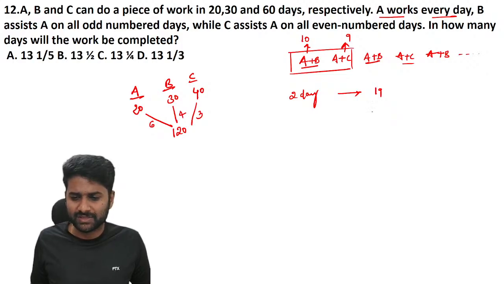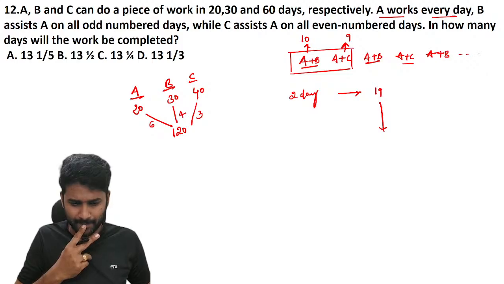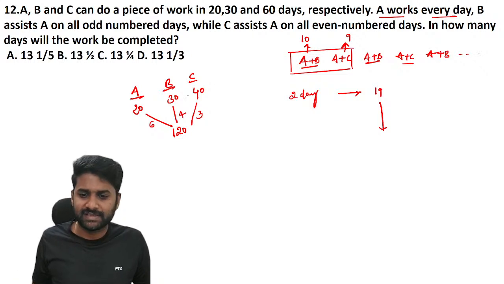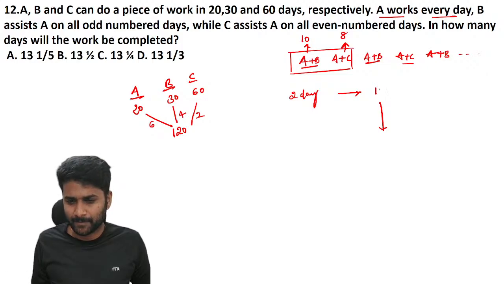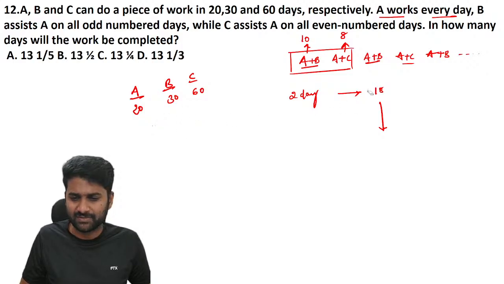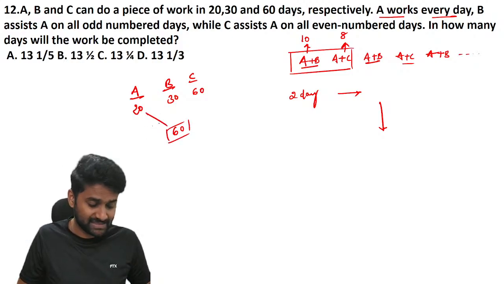Now go through the simplification. Sorry, C takes 60 days now. So with C at 60, the LCM is 60. Sorry, I made a mistake here. Then the total efficiency is 60 units. So the total number of units is 60.